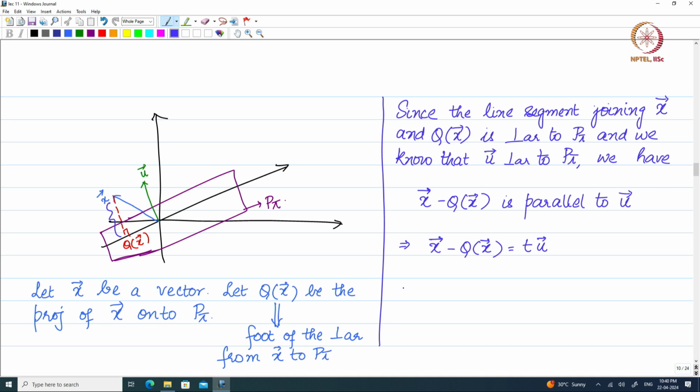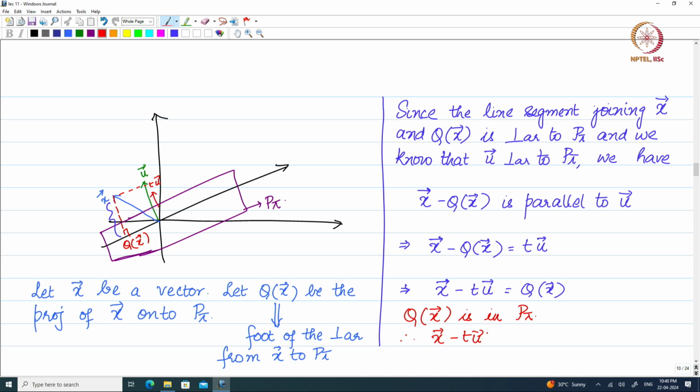We are going to write this as x minus t u, which is equal to q of x. Now, where is q of x? q of x is basically on the plane p pi, is that right? q of x is in p pi. Therefore, if we draw it here, this is going to be the vector t u. So, along this direction we have this vector t u.